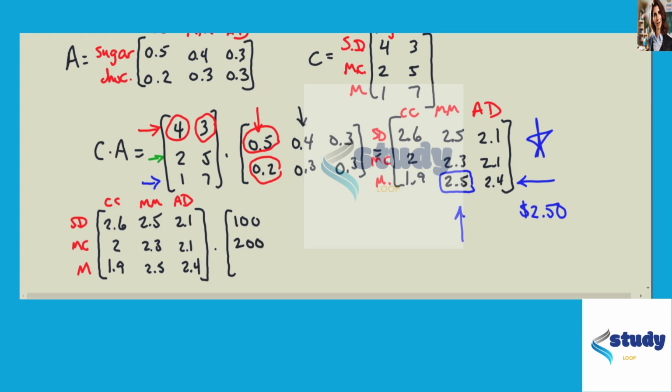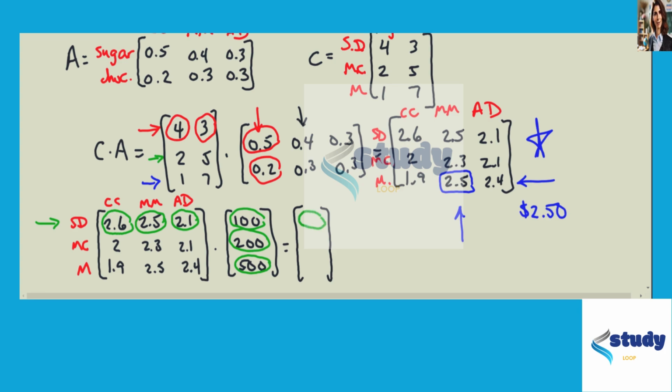I want to have 100 of the Cheery Cherries, 200 of the Mucho Mochas, 500 of the Almond Delights. So now if I multiply across San Diego, it costs $2.60 per kilogram of Cheery Cherry, and I want 100 of them. It costs $2.50 to make 1 kilogram of Mucho Mocha, and I want 200 kilograms. And it's $2.10 per kilogram of Almond Delight, and I want 500. So when I multiply and add them together, that's going to tell me the total cost for San Diego for this special order.